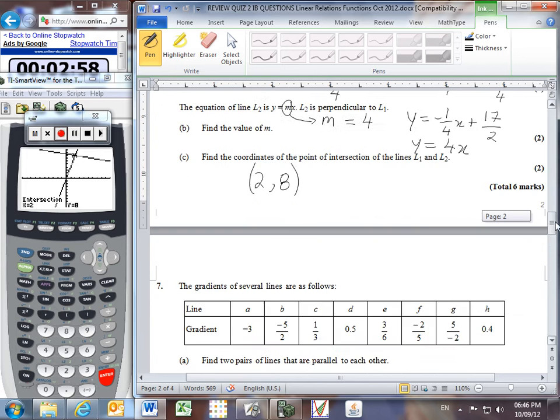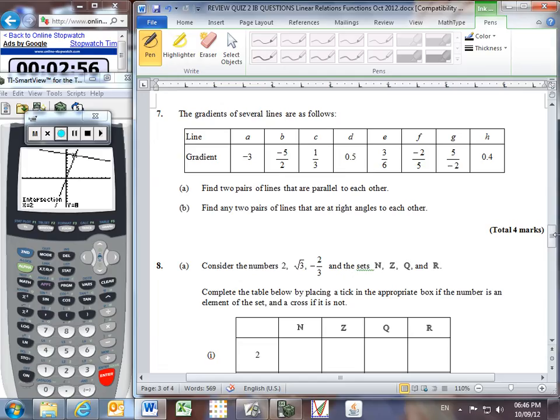Number 7. Gradients of several lines, we can see them. We need to find two pairs of lines that are parallel to each other. We know that parallel lines means that the slopes are equal. So let's find two slopes that are equal to one another.